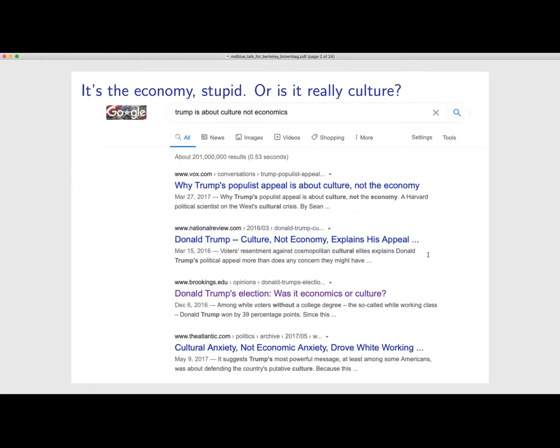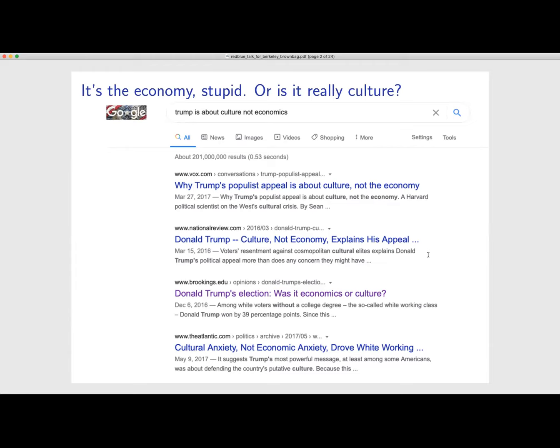Okay. Is it the economy, stupid? I think that's the Clinton line. Is it the economy, or is it really culture? A great way to give a talk is, if you want quotes, you just type the thing you want quotes about into Google, and it gives you a bunch of people who said that. So I typed "Trump is about culture, not economics," and lo and behold, I got Vox, National Review, Brookings, and the Atlantic. Those all have something in common: the mainstream, non-extreme media. And you remember all this argument, I'm sure. Don't know if we heard it so much in 2020. That would be an interesting thing to talk about.